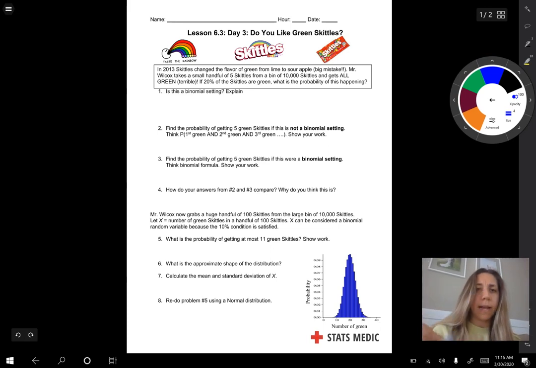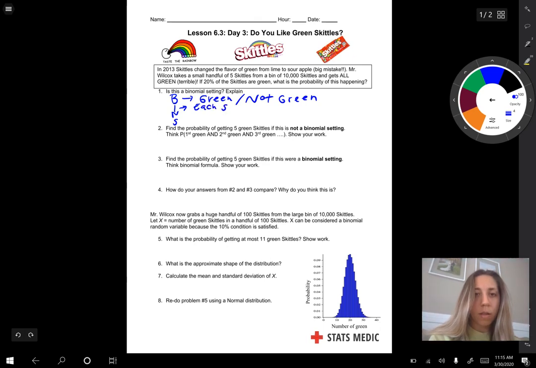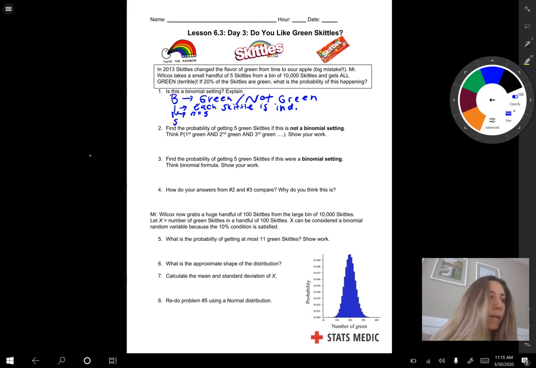Is this a binomial setting? So let's talk about this. We need to check BINS, B-I-N-S. Binary, in this case, you get green or not green. So there are 2 options. Each Skittle is independent of one another. N, it said you took a handful of 5, so N equals 5. And same probability of success.